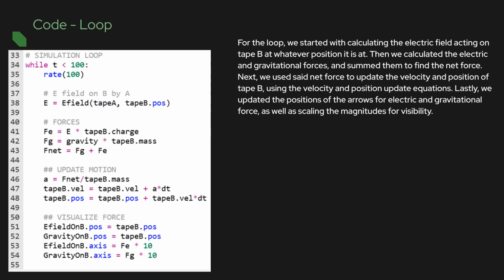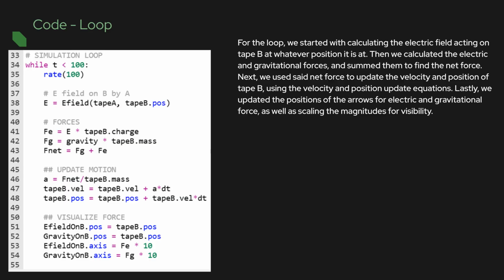For the loop, we started with calculating the electric field acting on tape B at whatever position it is at. Then we calculate the electric and gravitational forces and sum them to find the net force. Next, we use said net force to update the velocity and position of tape B using the velocity and position update equations. Last, we updated the positions of the arrows for electric and gravitational force, as well as scaling the magnitudes for visibility.